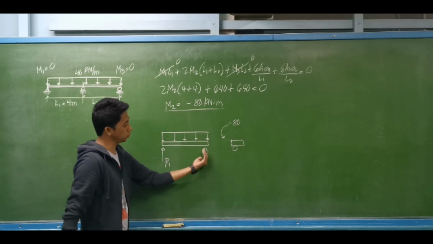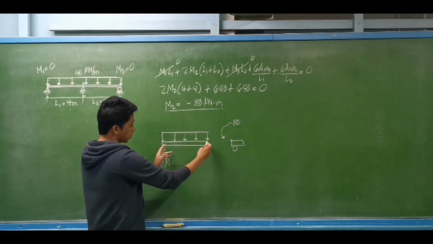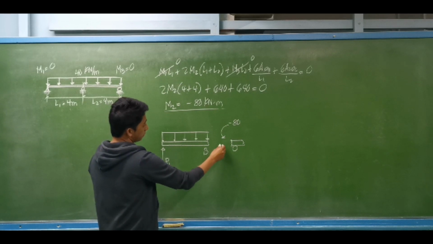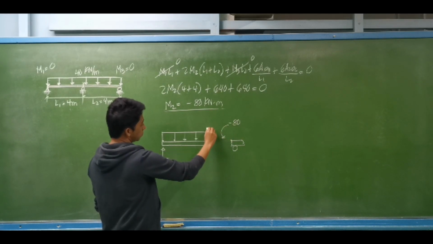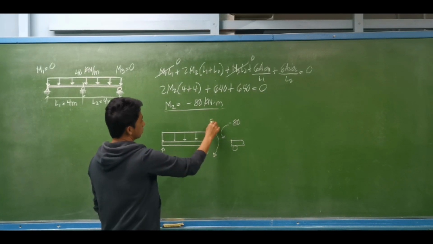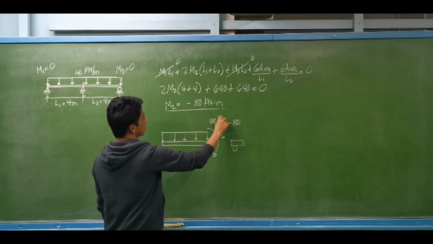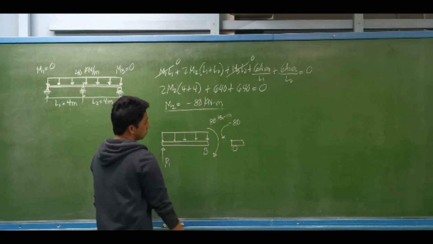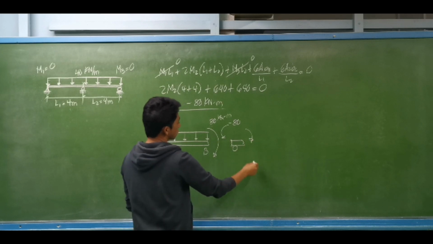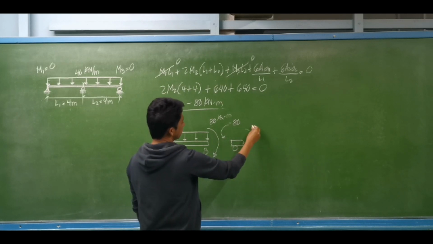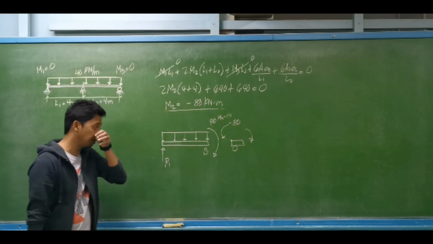Therefore, if we consider this span, if this is counterclockwise, we assume this one to be clockwise, or 80 kilonewton meter. But the actual moment on the support is a negative bending moment, negative 80 kilonewton meter.